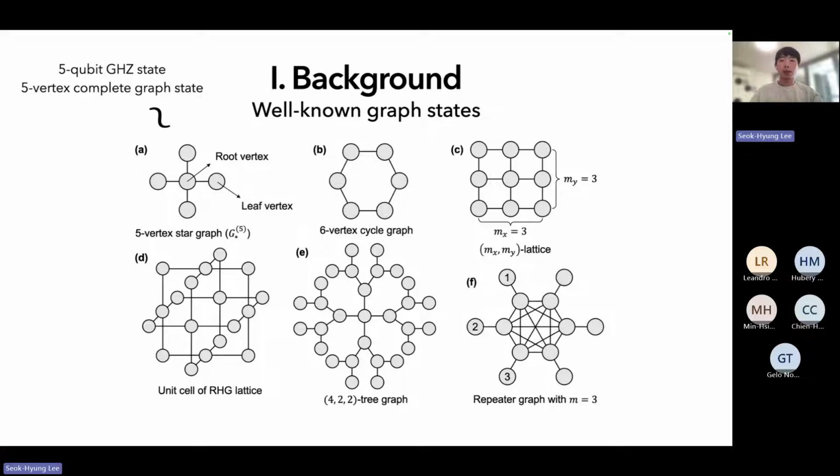And these are some examples of well-known graph states which are particularly useful. The star graph state and cycle graph state are often used as basic building blocks in MBQC and FBQC. In particular, the star graph state is known to be equivalent to the GHZ state and also the complete graph state up to some local Clifford operations. The lattice graph state and these RHG lattices are used for MBQC, these are for 2D and for 3D. The 3D graph state, as I mentioned in the previous slide, is used for more fault-tolerant MBQC and FBQC through indirect measurements. And lastly, this is the graph state for quantum repeaters.